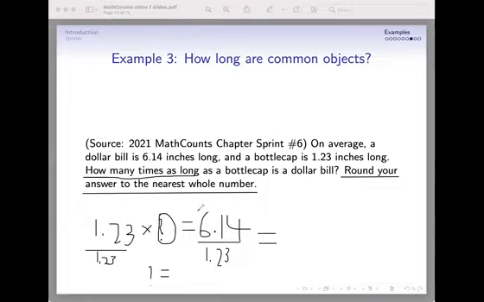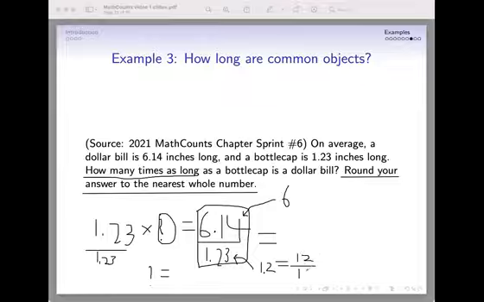So 6.14, this is very close to 6, right? We'll just pretend this is a 6, and we'll also pretend this is a 1.2. Now, 1.2, if you move the decimal point one place to the right, you get 12, right? So it's 12 divided by 10. And this is really an exercise in dividing by fractions, which we'll actually cover in the next video. But if you know how to divide fractions, it's going to be 6 times 10 divided by 12.